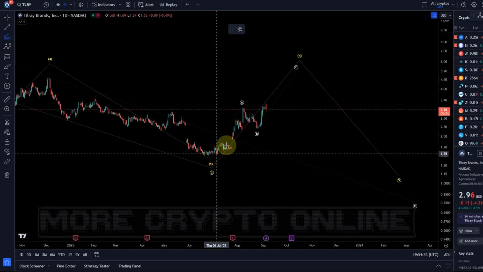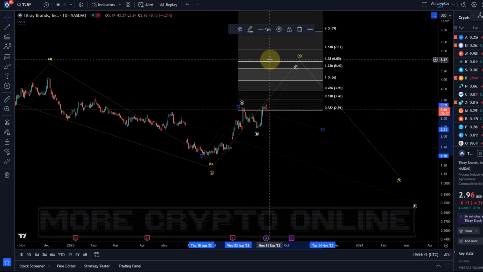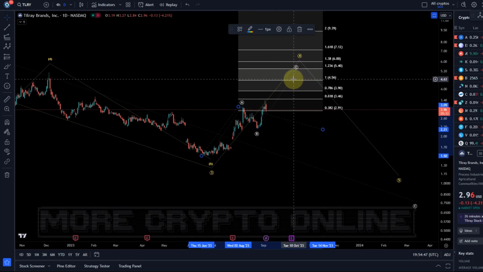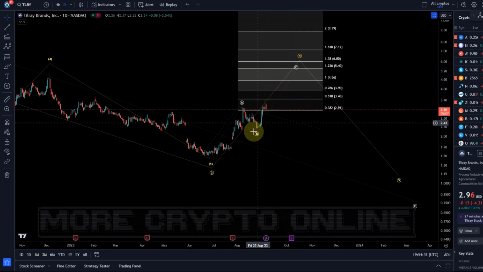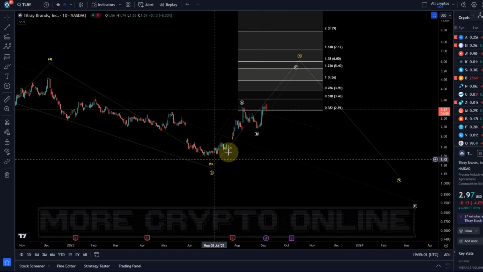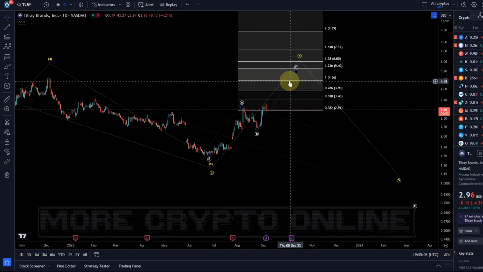So first of all, if we take the length of the A wave and project it from the low of the B wave, I think what is certainly possible from here is $4.50 still. That's the 1-to-1 ratio, 100% extension. I would focus on that as long as this swing low stays intact, the $2.25 level. So as long as this level is holding, I think this view is reasonable. This view is likely, and $4.56 would be a target that I'd be watching.